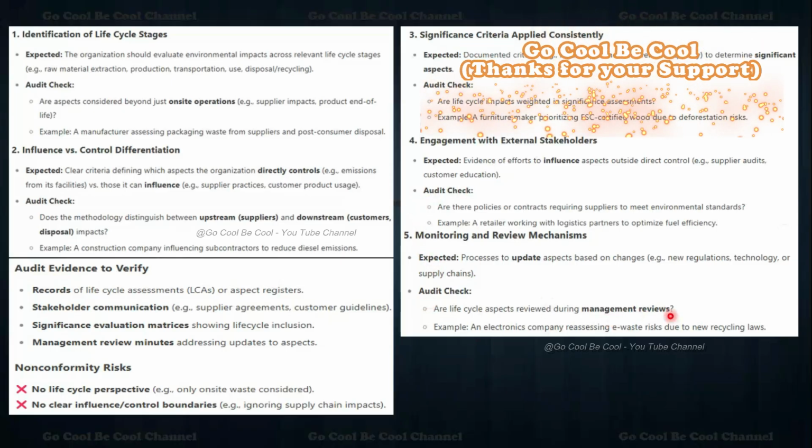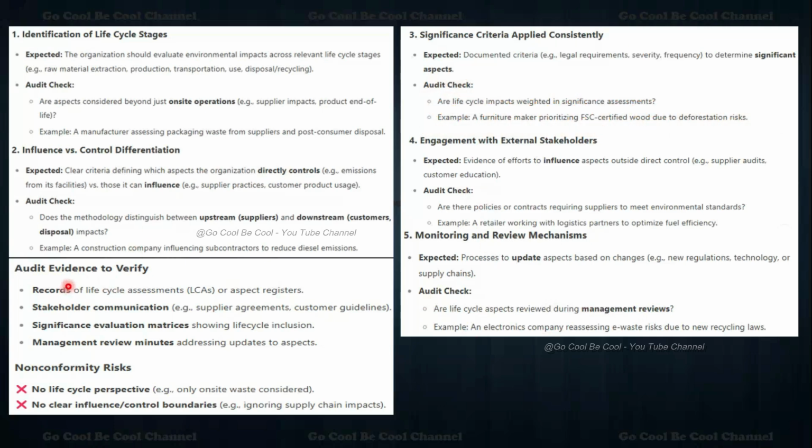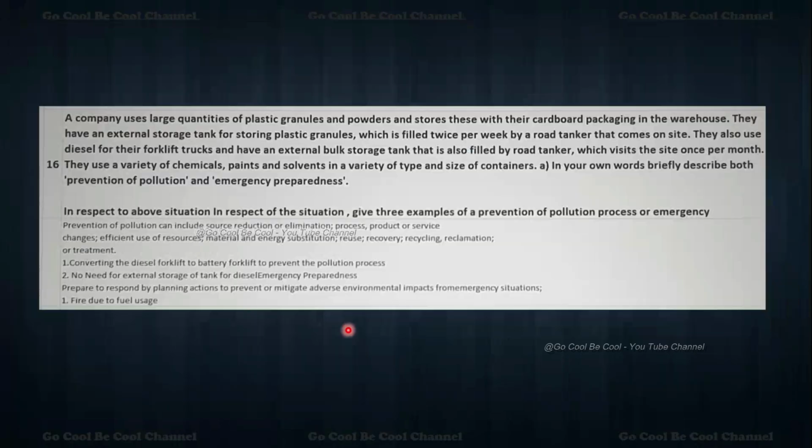Management review. Finally, audit evidence to verify: records of life cycle, stakeholder communication, significance evaluation matrix, and management review minutes. And the nonconformity risk, generally what will happen? No life cycle perspective. Example: only on-site waste considered. No clear influence or control boundaries. Example: ignoring supply chain impact. So these are the areas we can directly take up.